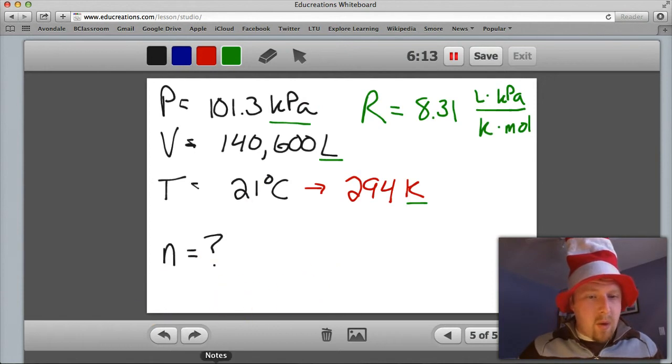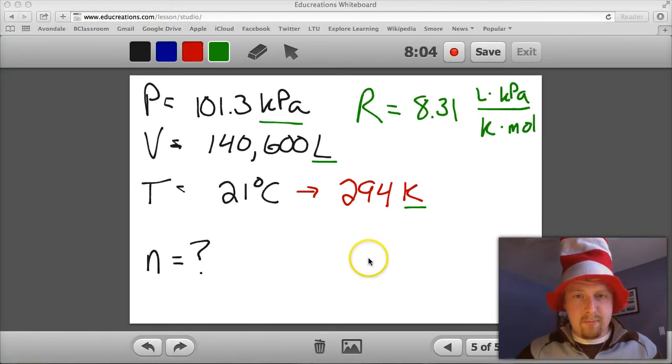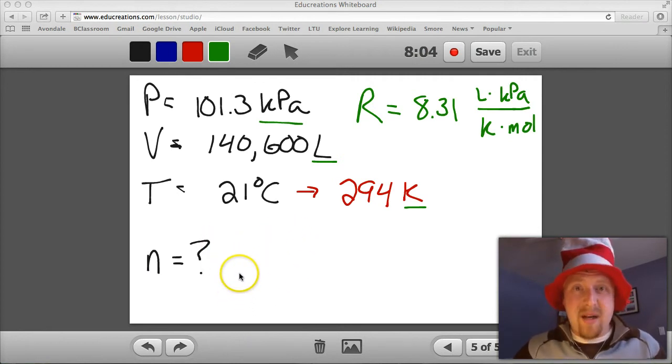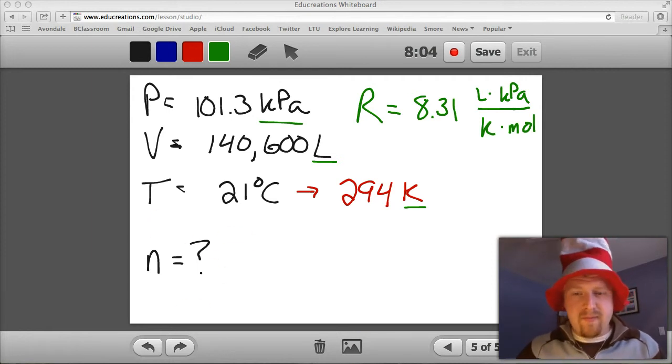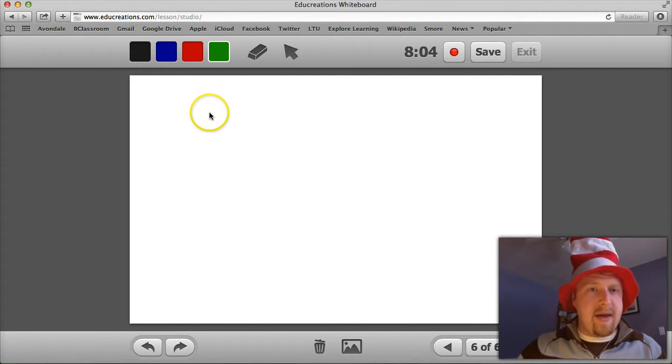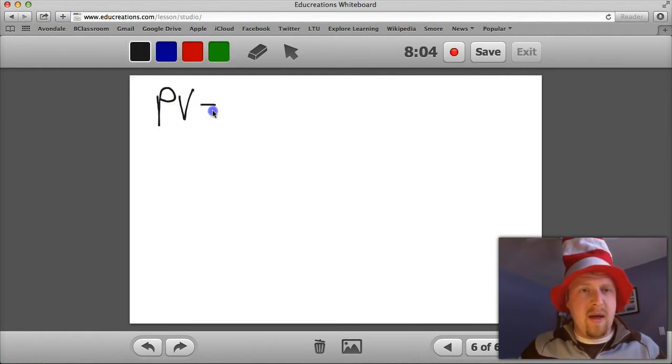Now, what we're going to do here is figure out the number of moles, the quantity of moles in our container, or in our classroom, using all of this information. So we're going to go ahead and add this. We always should start by writing our original equation, PV equals nRT.